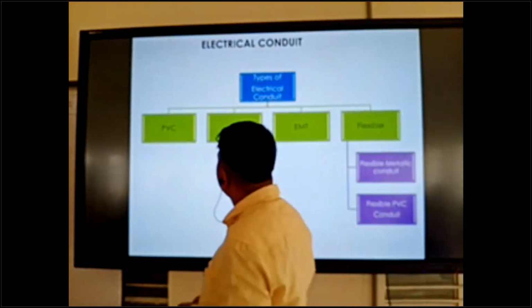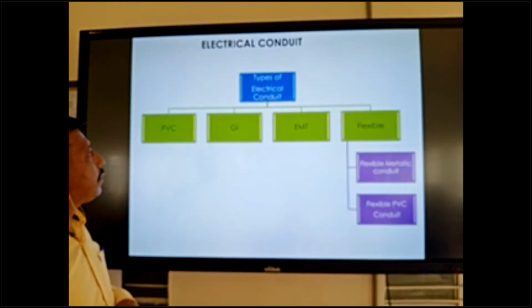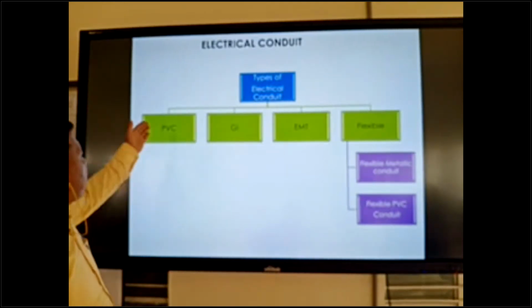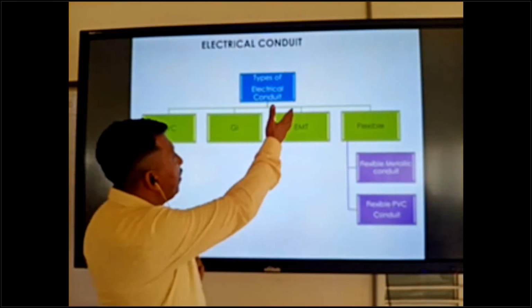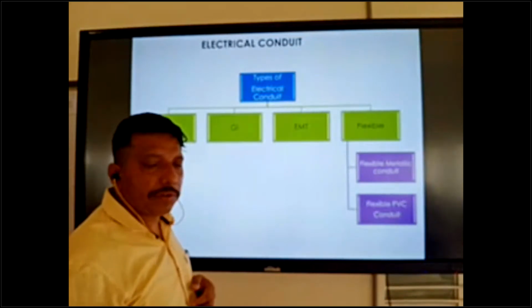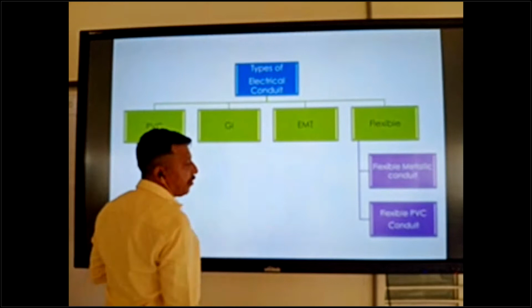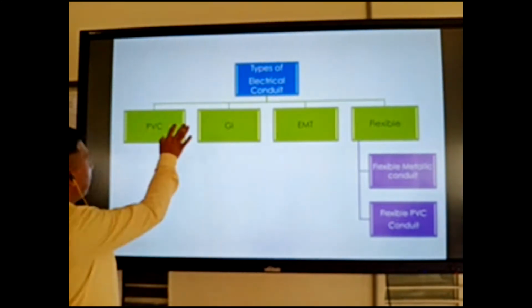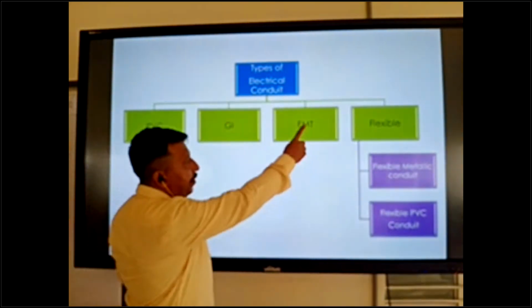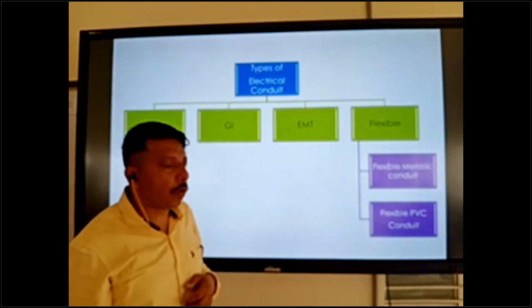So next is electrical conduit. Types of electrical conduit. Okay. So we have the types of electrical conduit: PVC type, GI type, EMT type, and flexible type. We have four types of conduit: PVC, GI, EMT, and flexible. Four types of conduit available in a project.